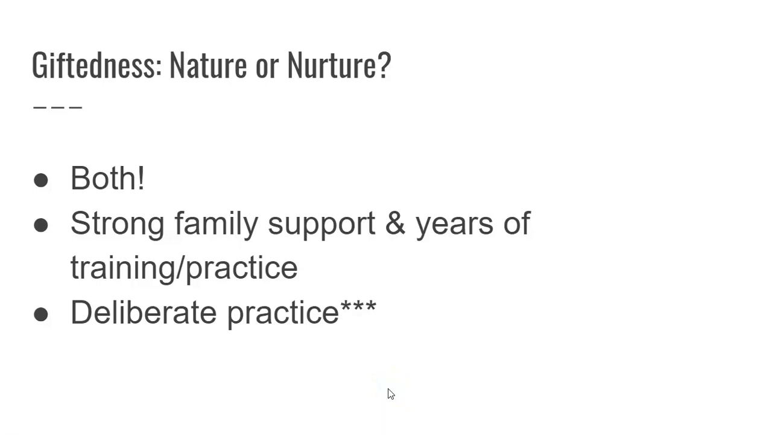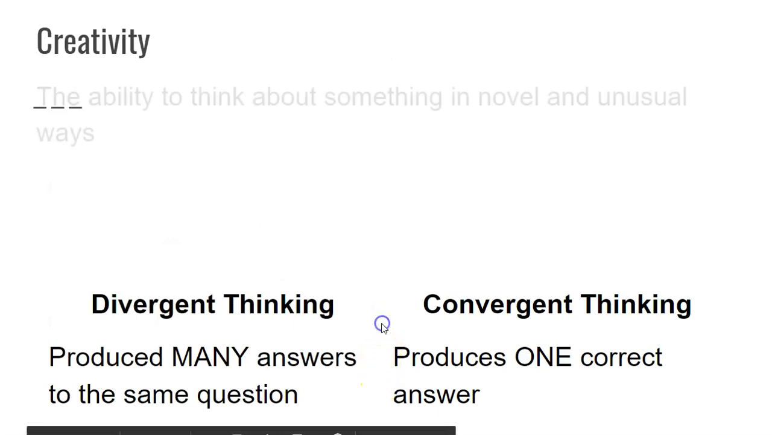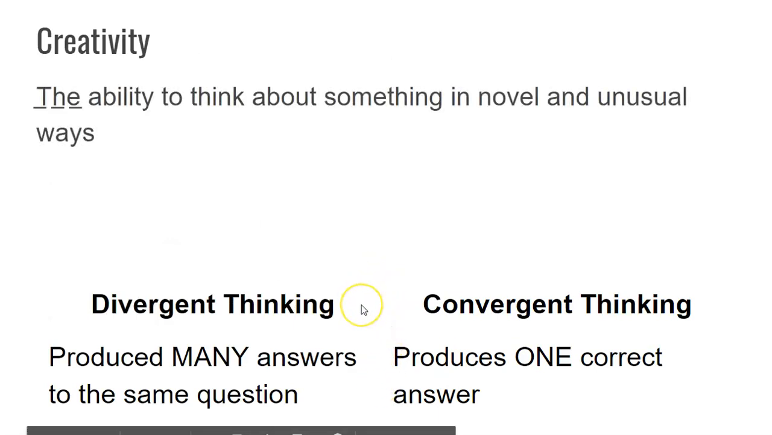So we talked about intellectual disability, we talked about giftedness, and now we're going to talk about creativity. Creativity is just being able to think about something in an unusual way. So you may be able to solve a problem in an unusual way, a way that may not be documented previously, but you still come to the same answer. That would be an example of creativity.